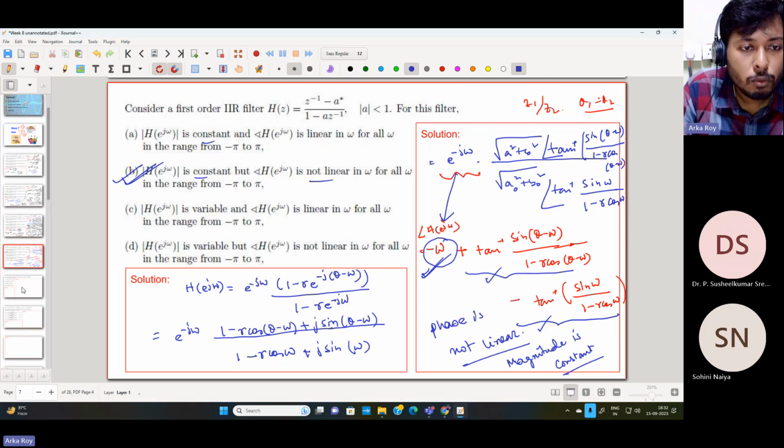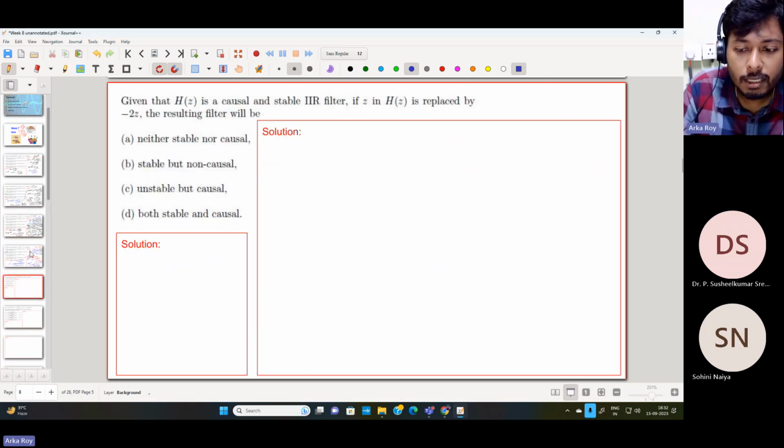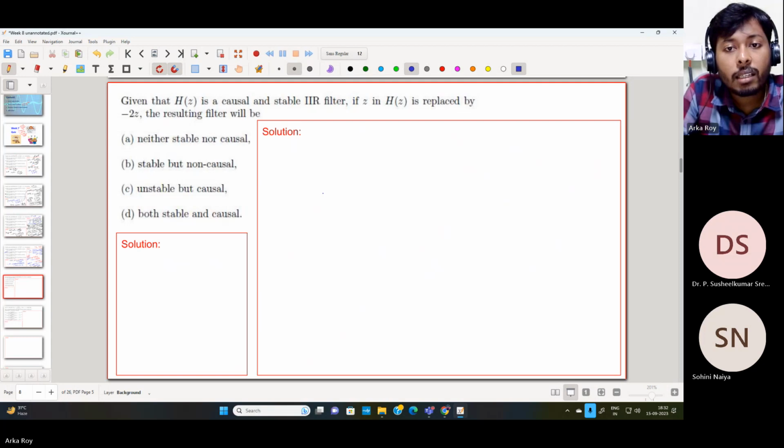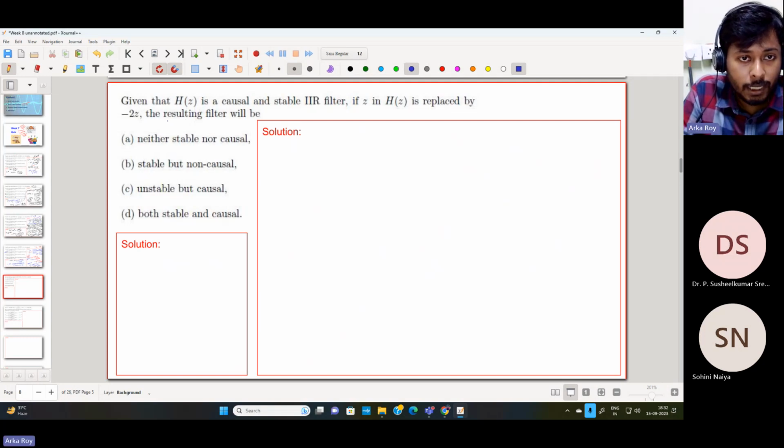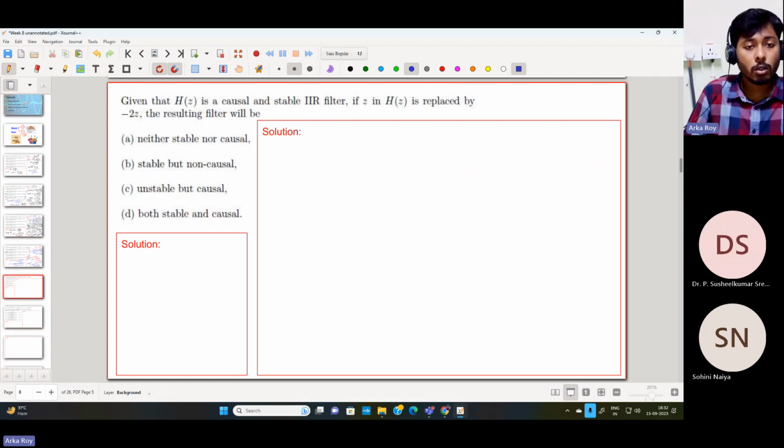Okay, so let us move to the second question. In the second question, it has been given that H(z) is a causal and stable IIR filter. If z in H(z) is replaced by minus 2z, then what will be the characteristics of the resulting filter? Whether it would be a stable filter or a causal filter, or non-stable or non-causal. So we need to check the regimes, what the possible cases are if I replace z by minus 2z.